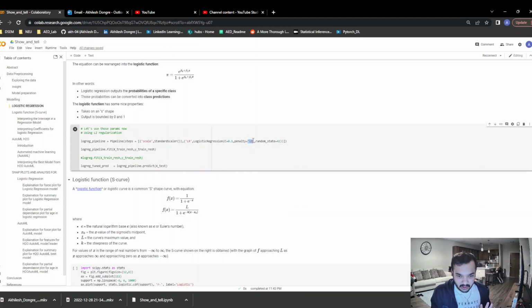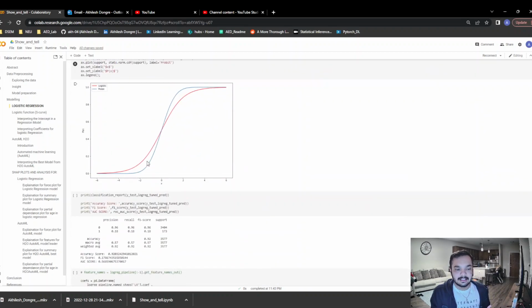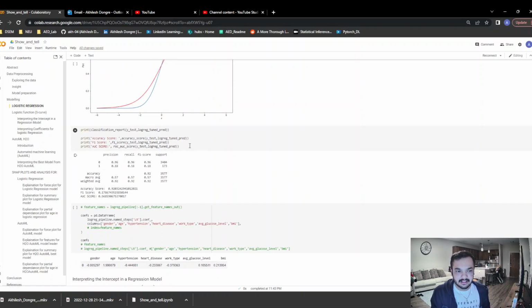L2 is a regularization method. Basically, it tries to fine tune the bias and the variance, and C is the threshold. You can also vary it. LR is the name we have given to the pipeline. This is a very simple setup of the logistic regression model, and we just train it and try to run its report on the predicted test and the test variables.